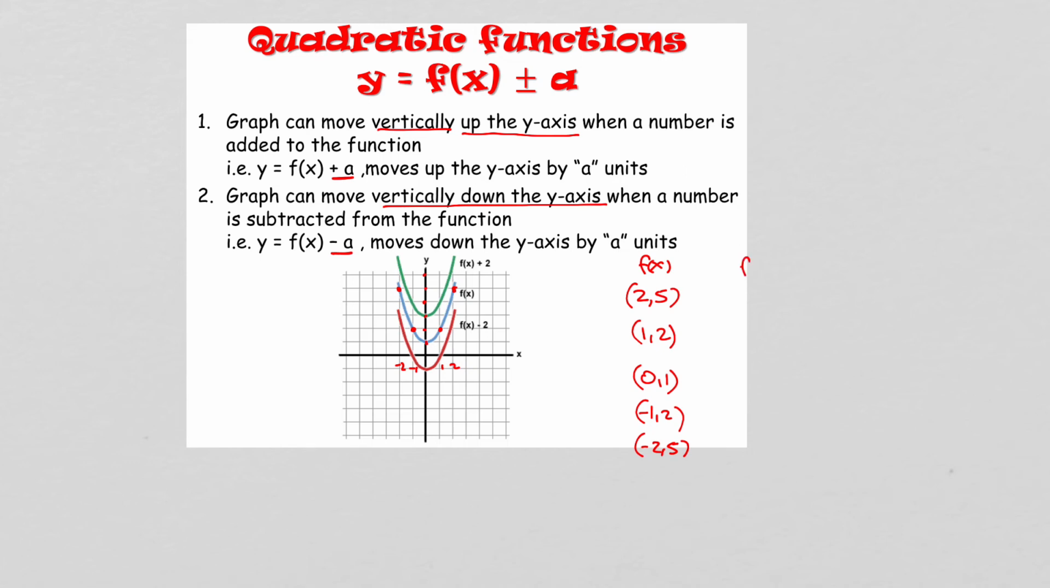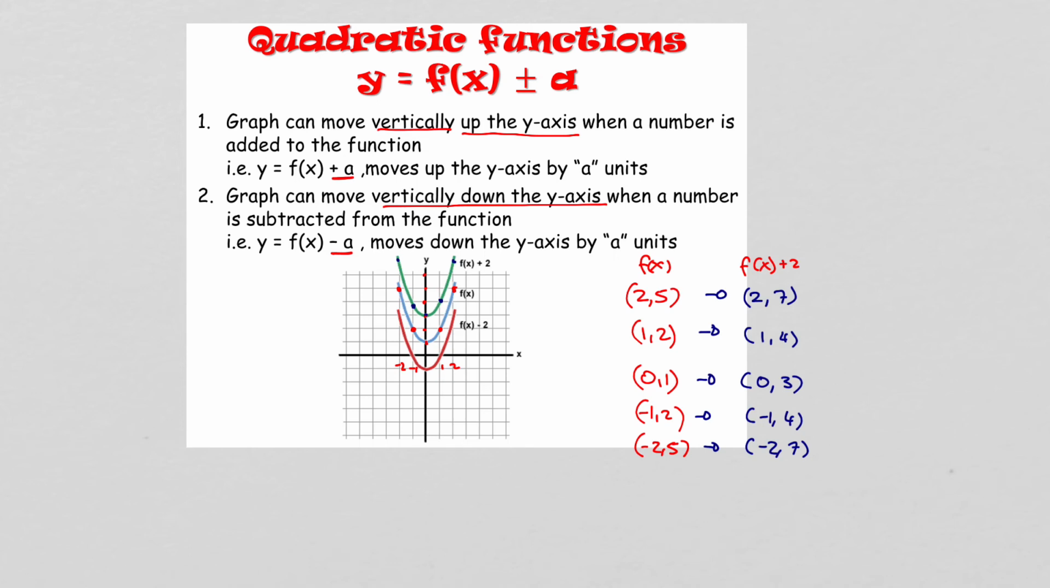If I look at f of x plus 2, in other words I'm moving my graph vertically upwards, then the y-coordinates are the only thing that's changing. So (2, 5) would become (2, 7). (1, 2) would become (1, 4). (0, 1) would become (0, 3). (-1, 2) would become (-1, 4). And (-2, 5) would become (-2, 7). Each of these points has been transformed by literally just moving them up 2 places on the y.